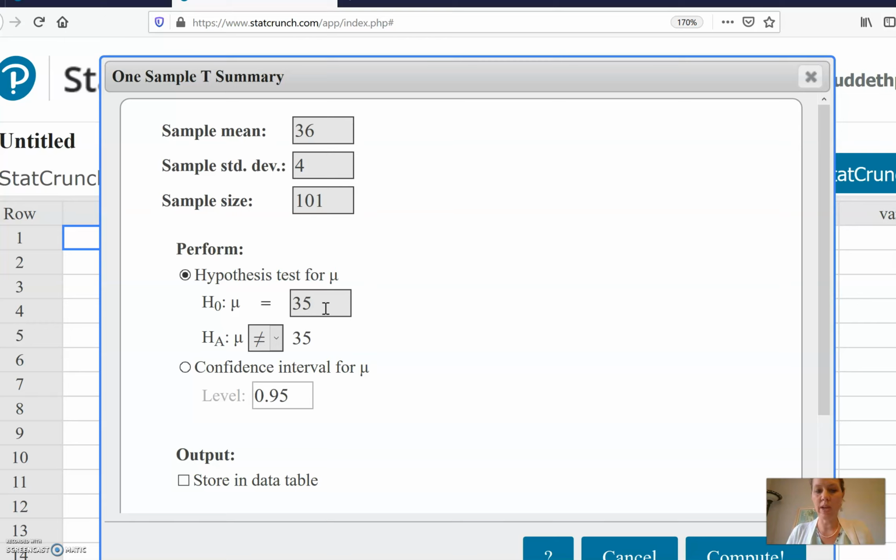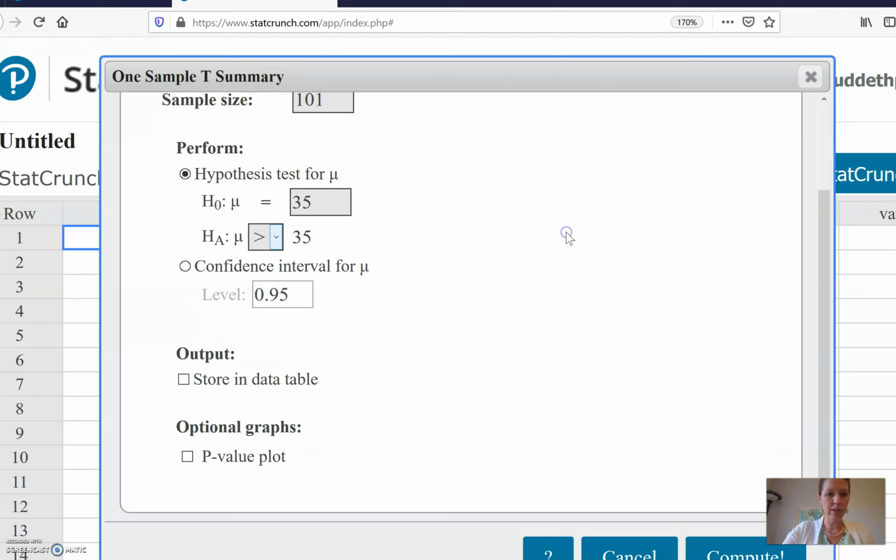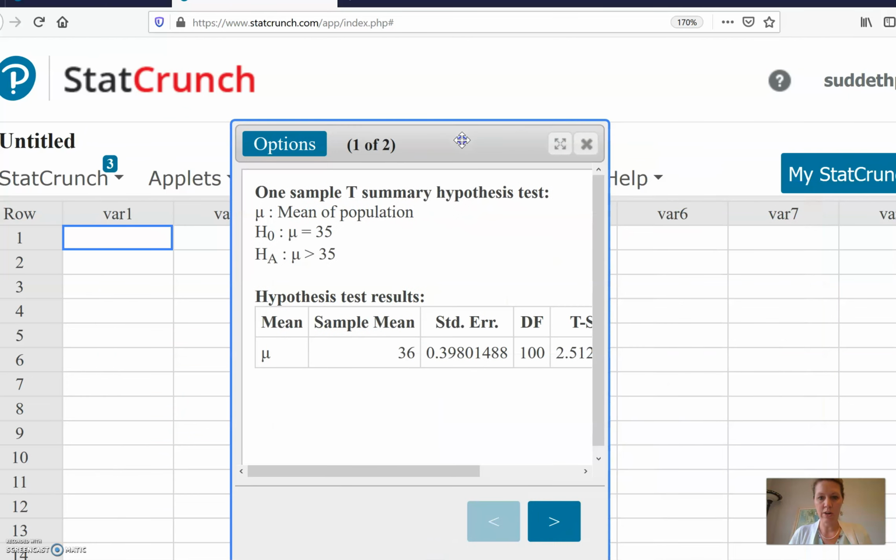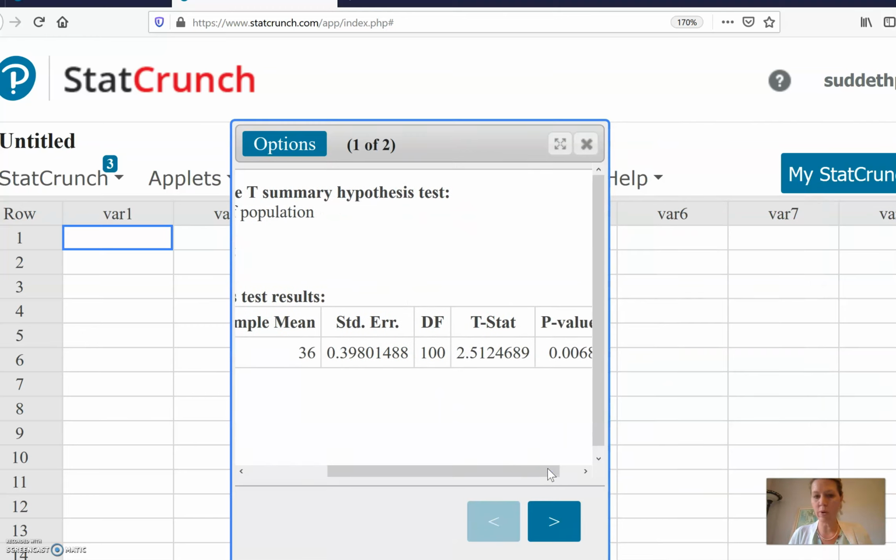It's a hypothesis test for the population mean mu, where H sub 0 equals our claimed mean, 35. That's why we have equal to on StatCrunch, because it does the claimed mean. And then H sub A, our inequality, is going to be greater than. I'm going to move down here a little bit and do p-value plot and hit compute. Let's double check our answers. Our test statistic, 2.5124689, and we're good.